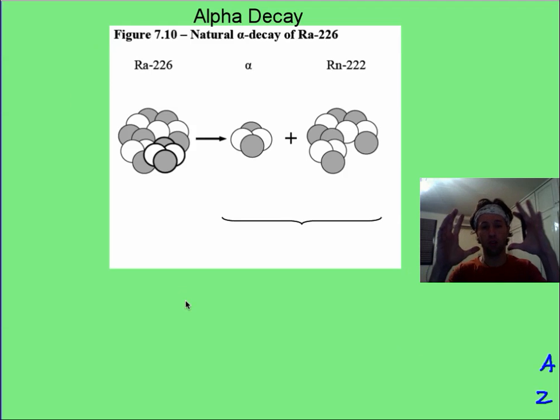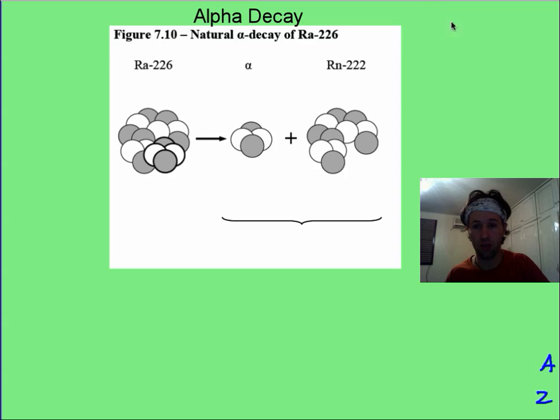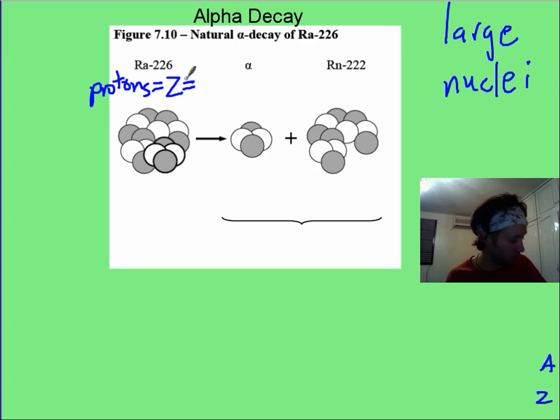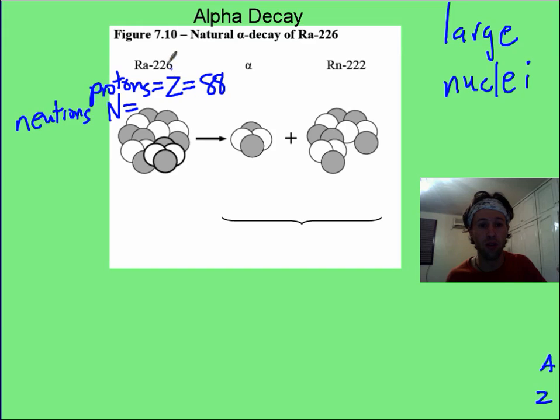Let's say you've got a big honking nucleus that's unstable. It might undergo alpha decay. And remember, this is for large nuclei that are unstable. For example, radium. It's unstable. A few facts you want to know about it: the number of protons. If you look on the periodic table, the Z value is 88. Using some simple math, its neutrons, or the N value, is 226 minus 88, which is 138.